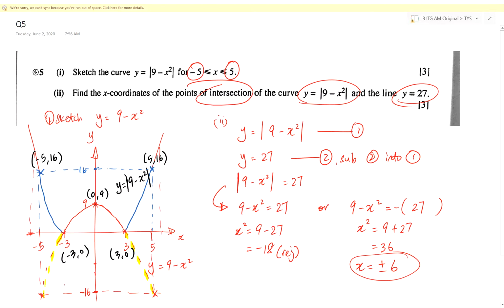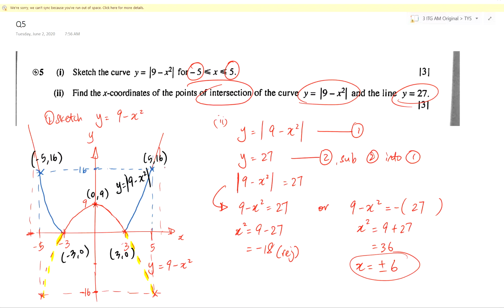Without the dotted lines, yeah, it's okay as long as you have the correct shape. You have clearly indicated all the relevant and important points, meaning all the intercepts, all the turning points, and all these endpoints. Okay? Yes.